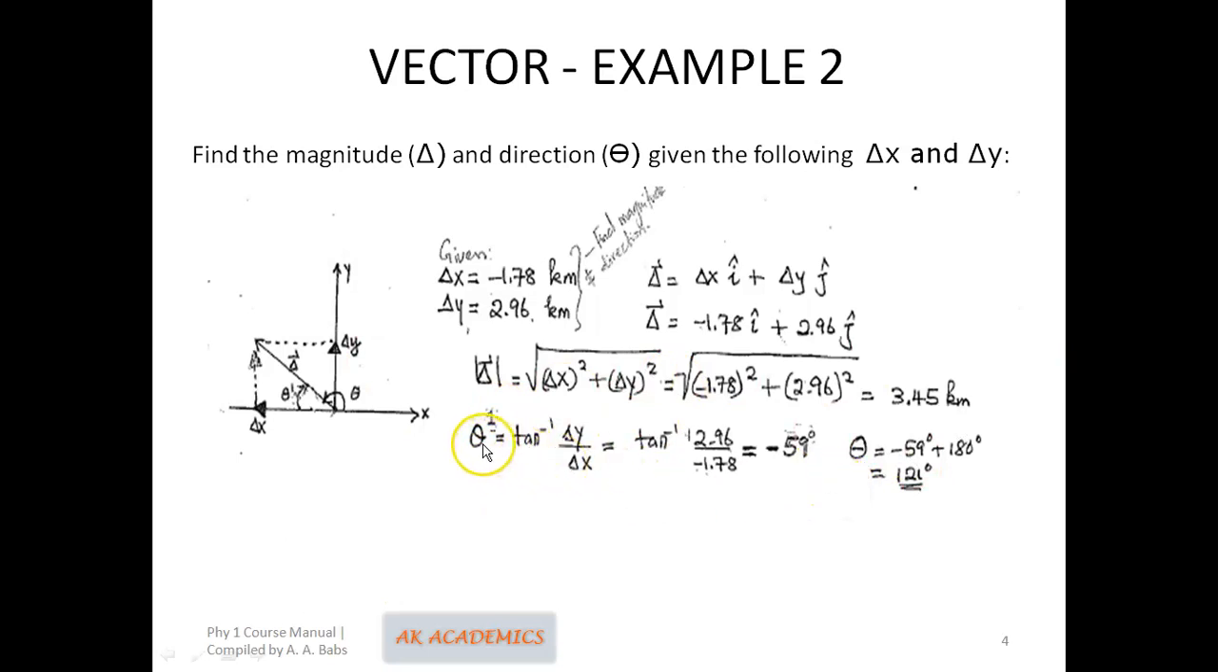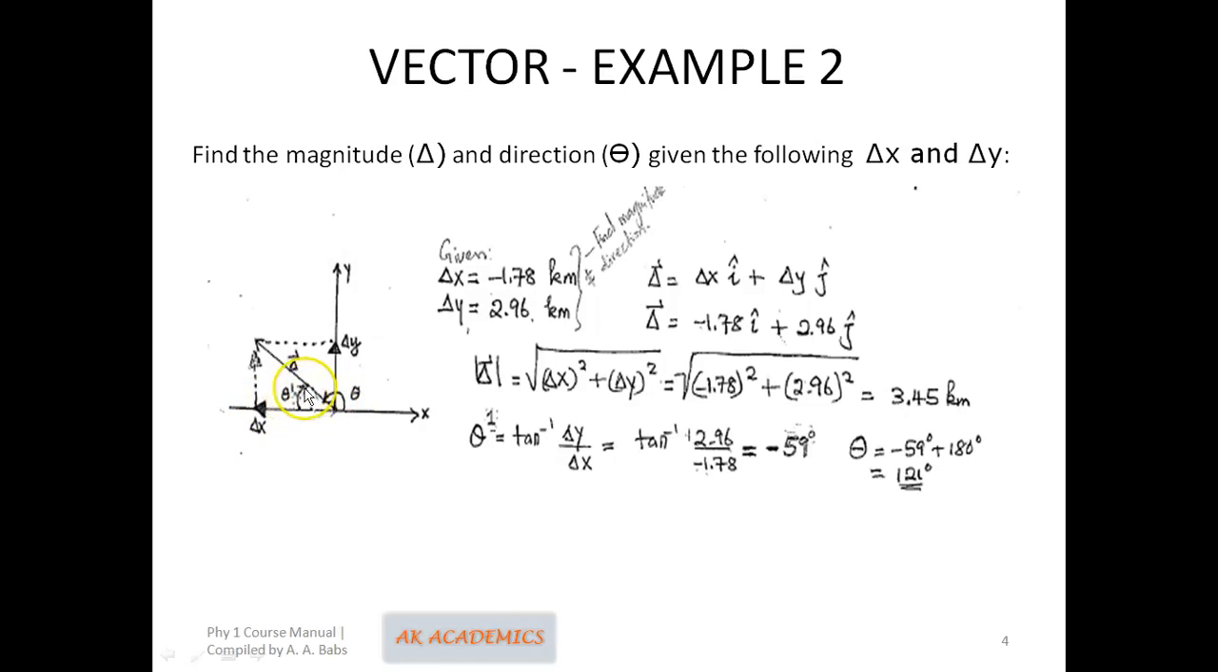The first theta is theta equal to tan inverse of change in y divided by change in x. We always put the vertical component right on top, divided by the horizontal component. If you do that, you find that theta is equal to minus 59 degrees. As you can see here, this minus 59 degrees simply means that the particle we're talking about is on the negative x-axis. The vector is making an angle of 59 degrees with the negative horizontal axis.